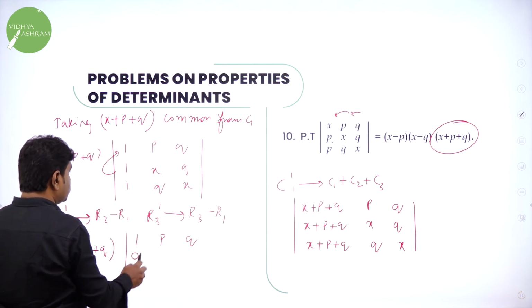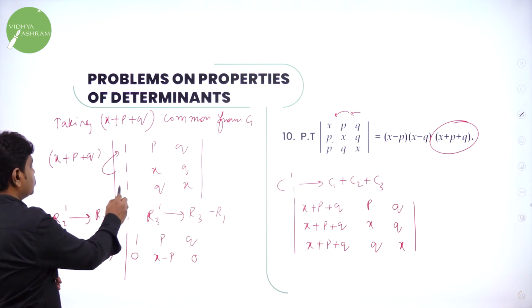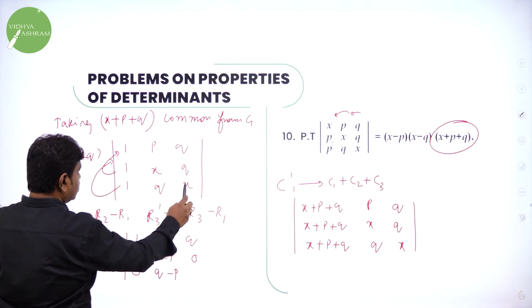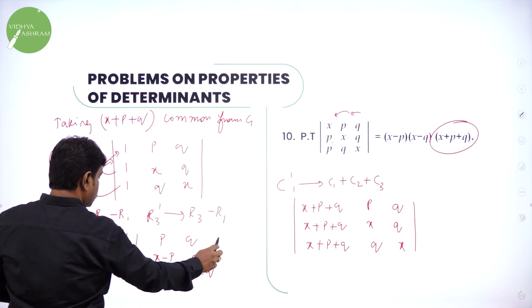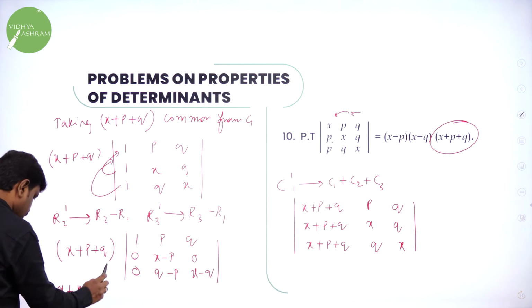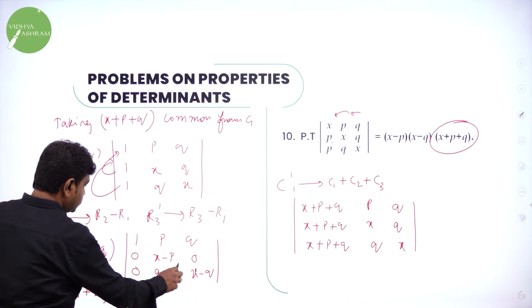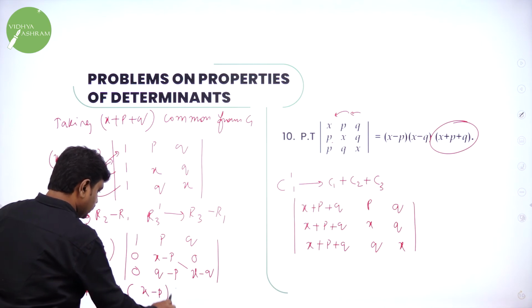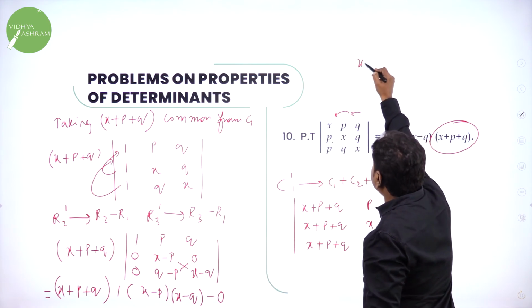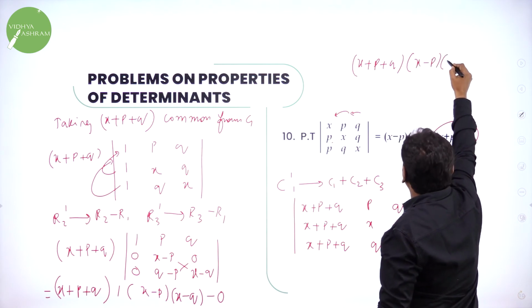If you subtract, it will become 0. This will become x minus p. This will become 0. Similarly, third row is third row minus first row. 1 minus 1 is 0. Q minus p. And then x minus q. Now expand this. If you expand this, you will get x plus p plus q into 1 into, deleting this, x minus p into x minus q minus 0 into anything is 0. So finally you got x plus p plus q into x minus p into x minus q equal to 0.